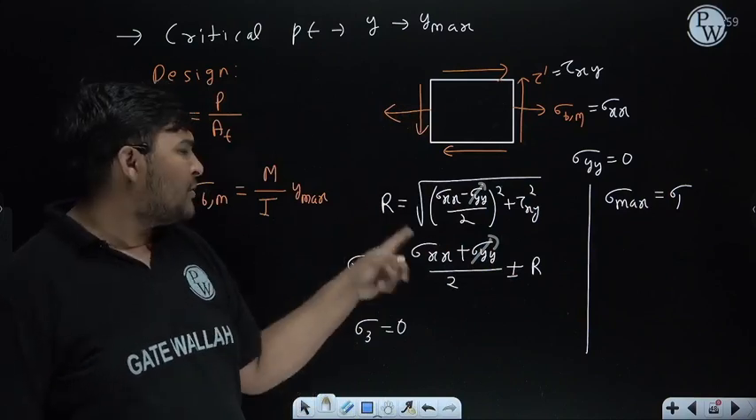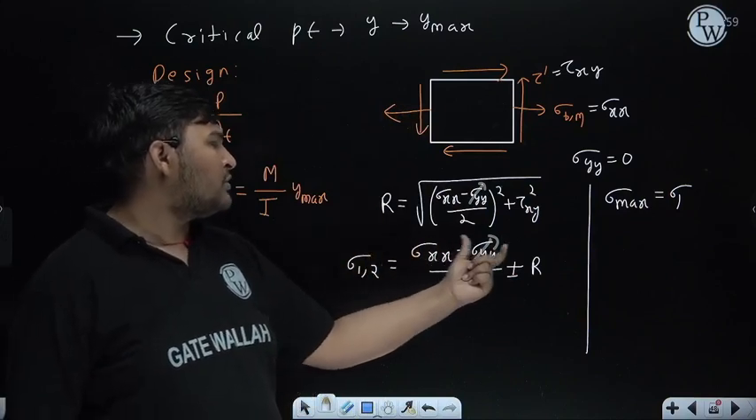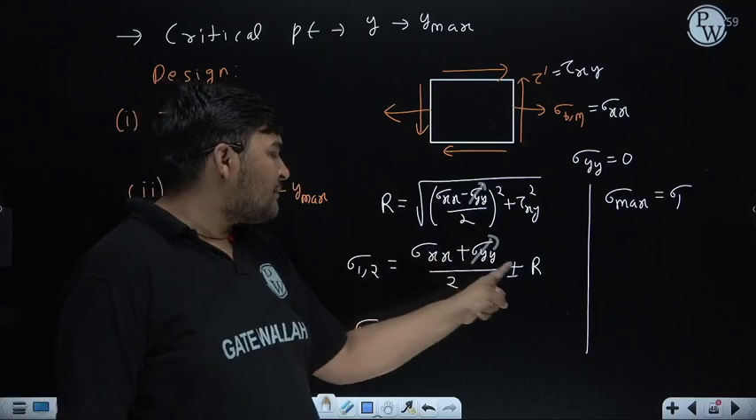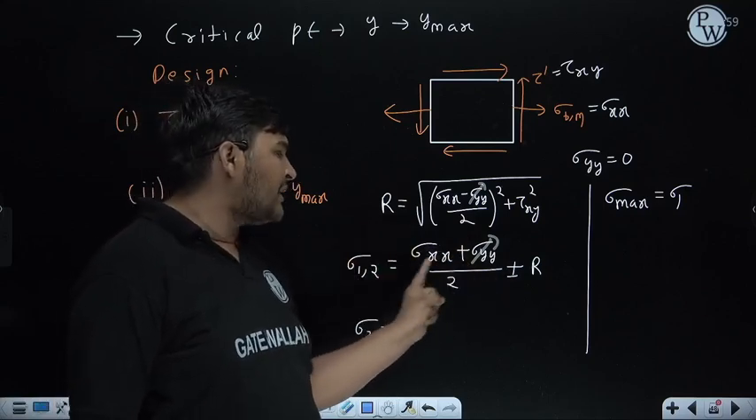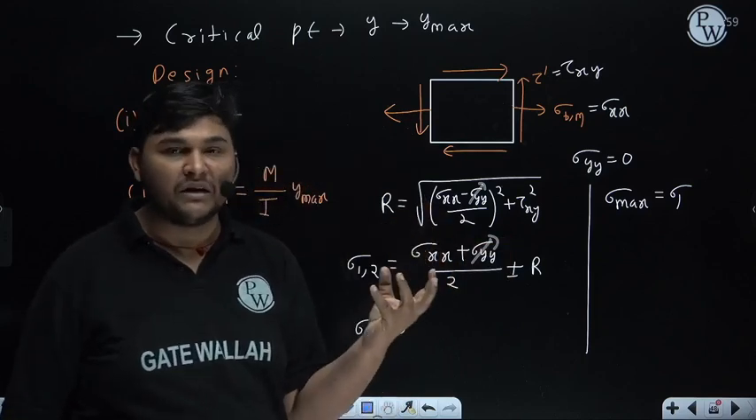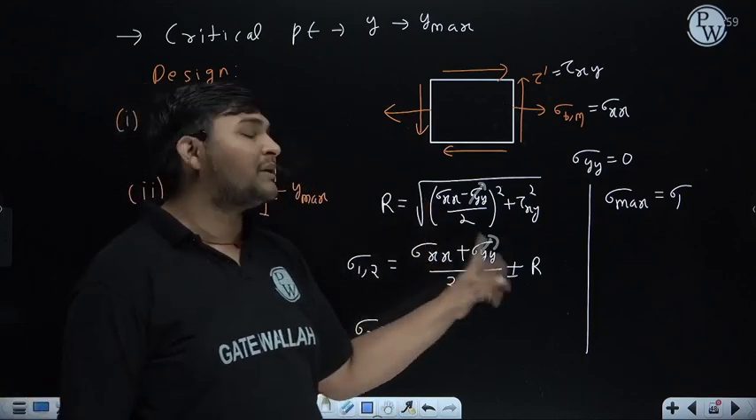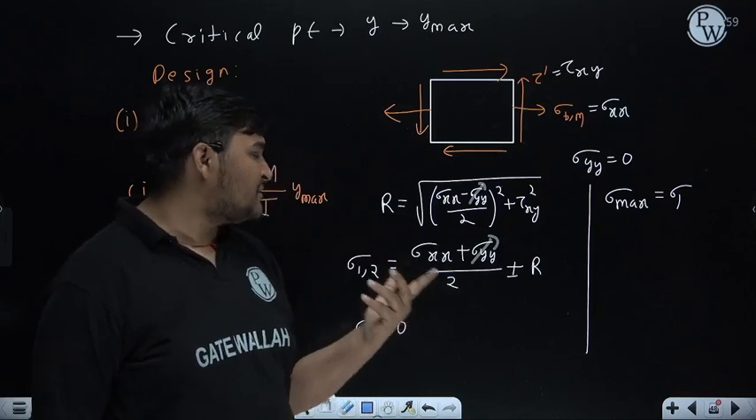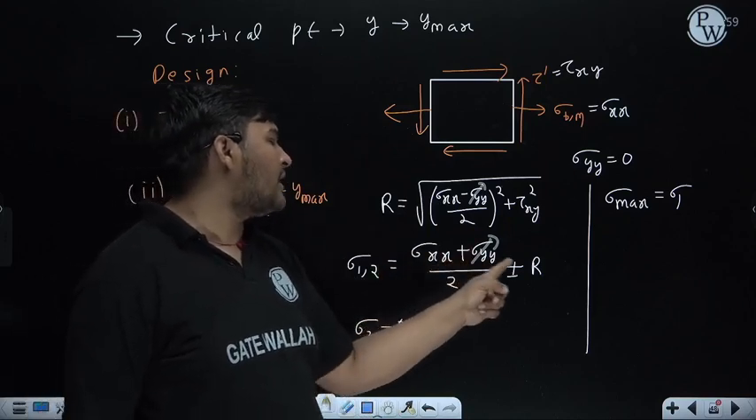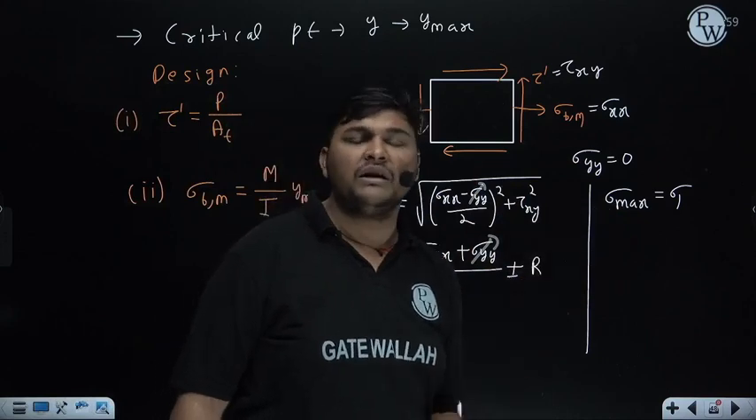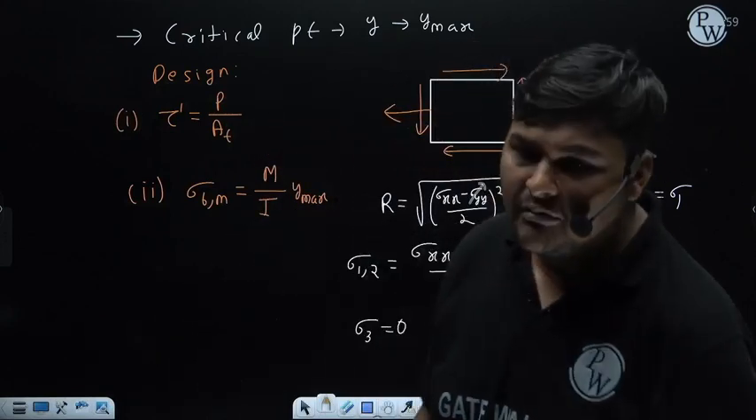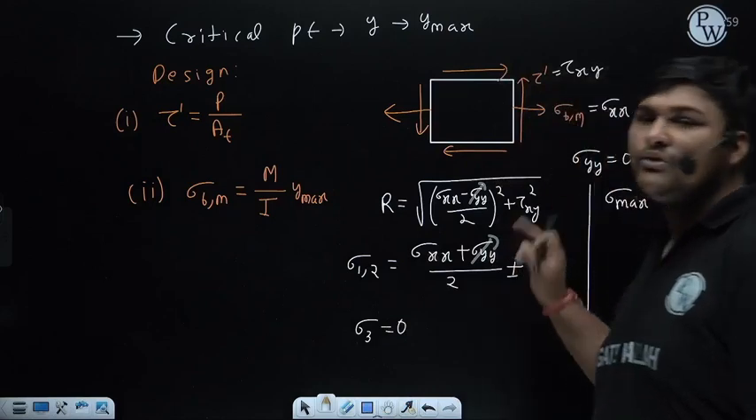But if you calculate sigma 1 and sigma 2 through this relation, you can see that if you take the plus sign you get sigma 1, where sigma xx by 2 and R get added to each other. If you take the minus sign, they get subtracted from each other. So definitely, since sigma xx by 2 and R are added in sigma 1, it will be more than sigma 2. So in this case the overall maximum value will be sigma 1. You need not remember this; through this relation you can conclude it.